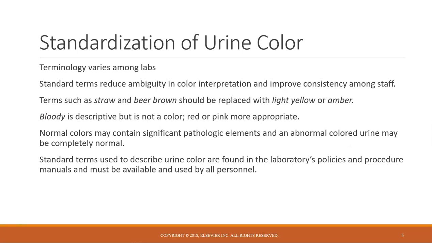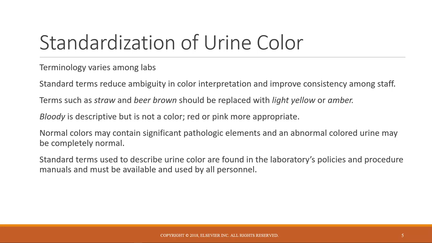Standardization of the terminology for urine color varies among different labs, and having standard terms in your laboratory reduces the ambiguity in color interpretation and improves consistency among the staff. In the old days, we used to use terms such as straw and beer brown, but these should be replaced with color terms such as light yellow or amber. Bloody is descriptive, but it is not a color. Red or pink is more appropriate.